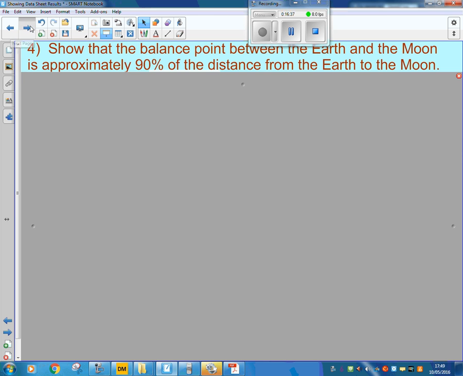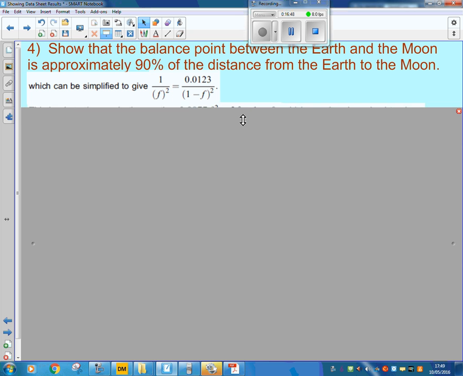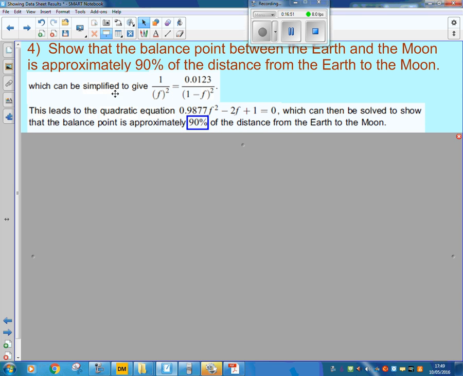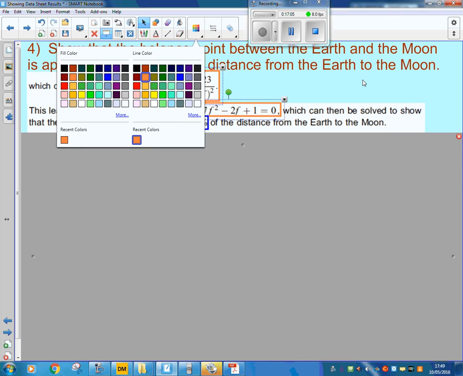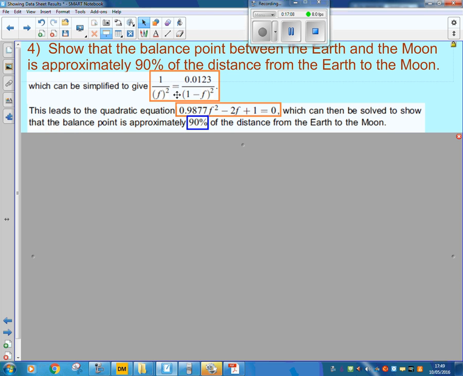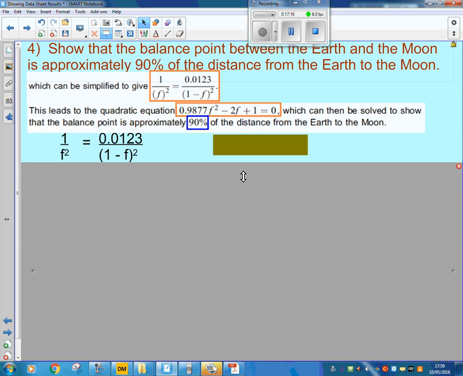Right, the last bit we're going to look at in this video is to show that the balance point between the Earth and the Moon is approximately 90% of the distance from the Earth to the Moon. We already have this information. You're told that it can be simplified to that, and you're looking for 90%. At the bottom of page 4, you'll see it says about 90% of the distance from the Moon. Let's see if there are any important bits of information above it. This is what we just showed on the previous page, and we're told that leads to this quadratic, so we need to get from here to here and then to the 90%.